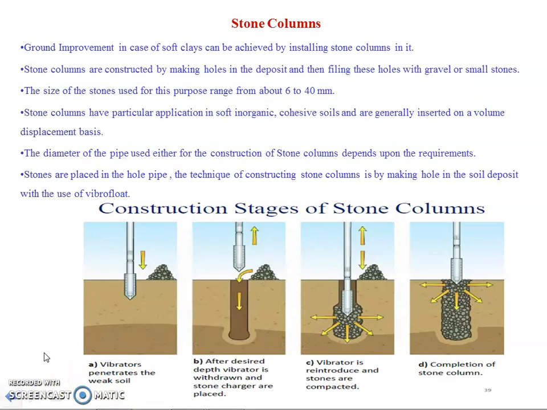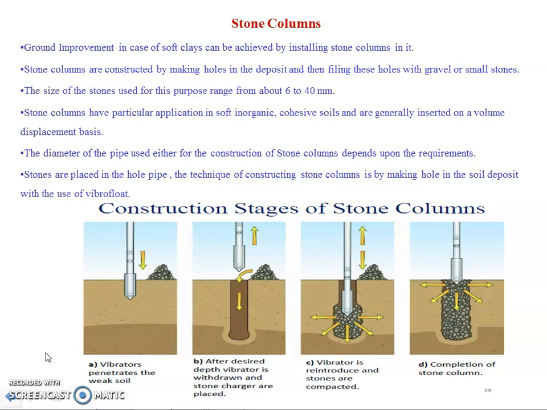Then the next technique to construct the foundation on black cotton soil is the stone column. Stone column is a very popular technique. The ground improvement in the case of soft clay can be achieved by installing a stone column in it. Stone columns are constructed by making a hole in the deposit and then filling these holes with gravel and small stones. The size of the stone used for this purpose ranges from about 6 to 40 mm.